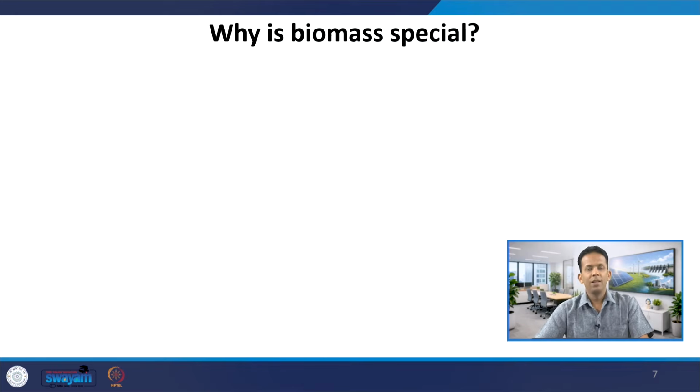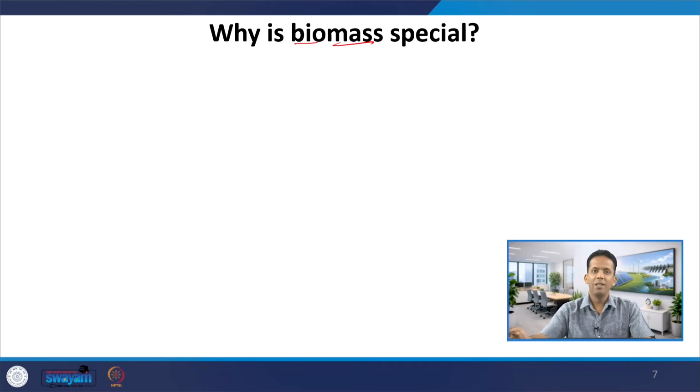So, why is biomass special? Like, what makes it different from other renewable energy sources? Obviously, the word biomass means bio means living, mass is the weight of that living organism or the product derived from that living organism.